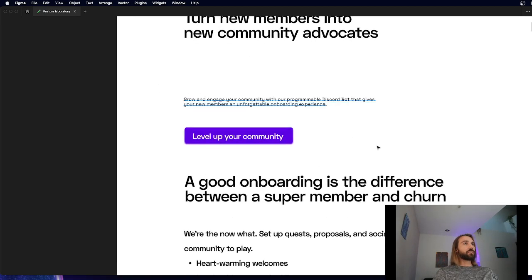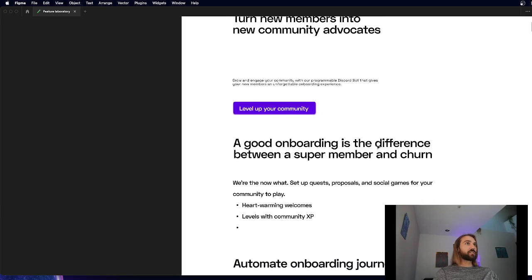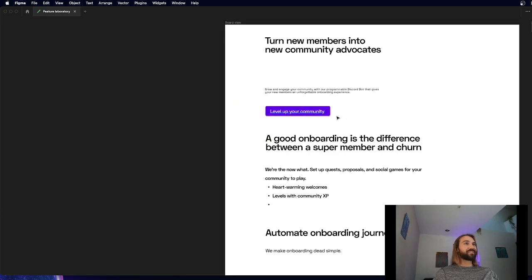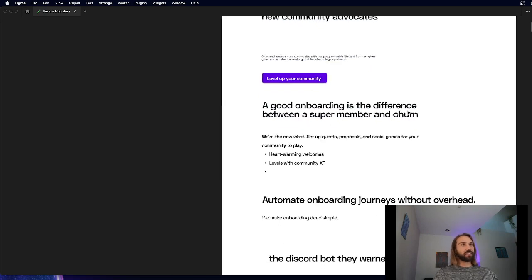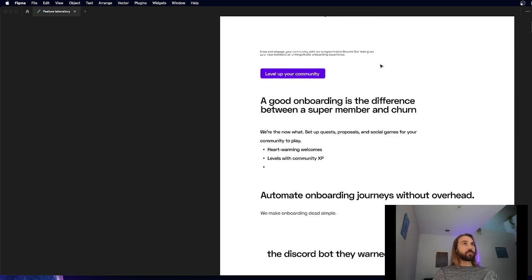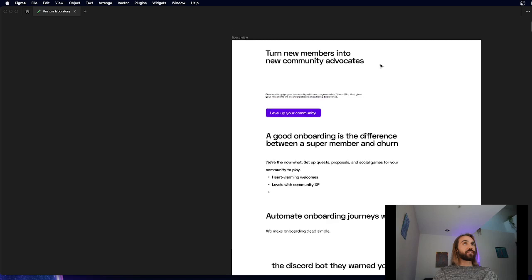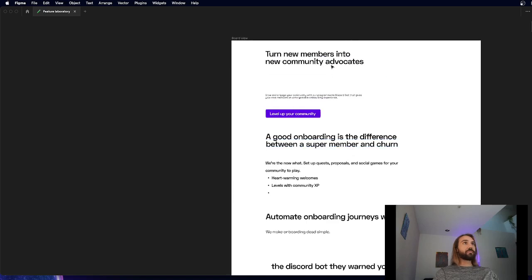Grow and engage your community with a programmable Discord bot that gives your new members an unforgettable onboarding experience. Level up your community. This level up concept isn't fitting into these things. Might have to cut it. A good onboarding is the difference between a super member and churn. I mean, this is happening there. Maybe I should just keep this one. We'll see.